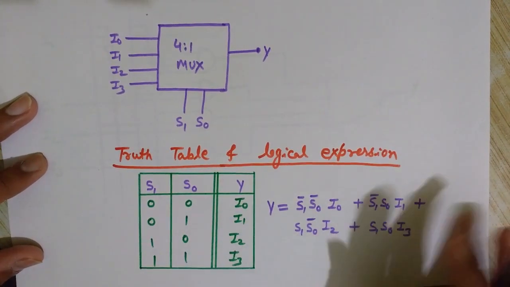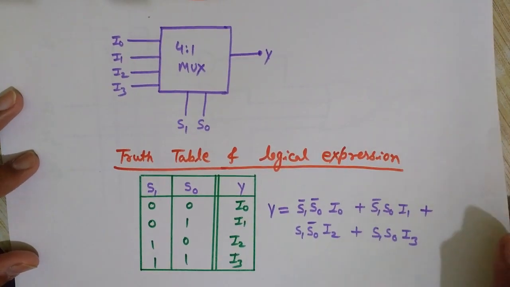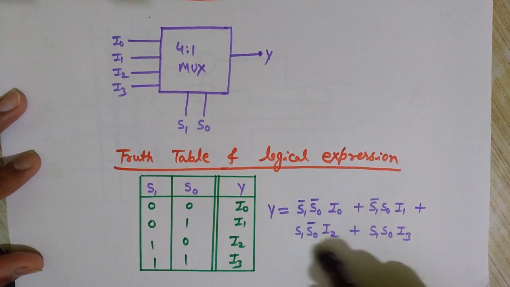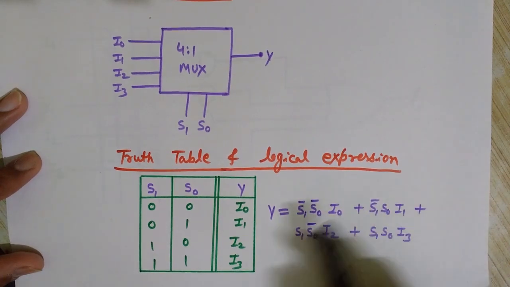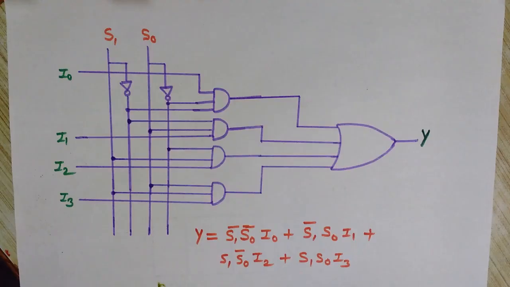You can check each value. So this is the logical expression. Now what will I do? I will implement this logical expression using basic gates, AND gate and OR gate. So let's implement this logical expression.